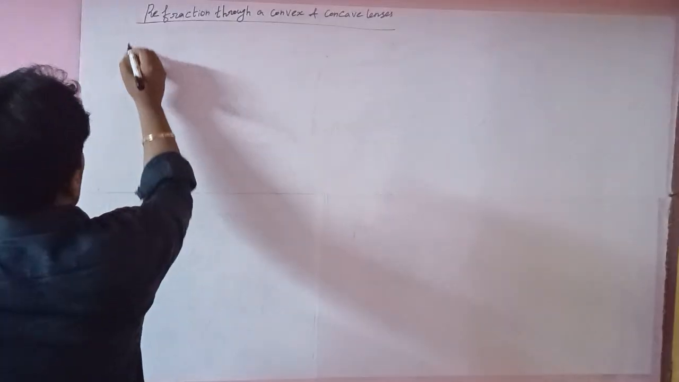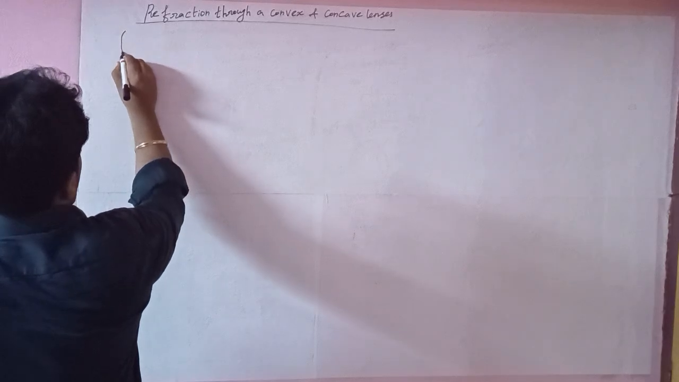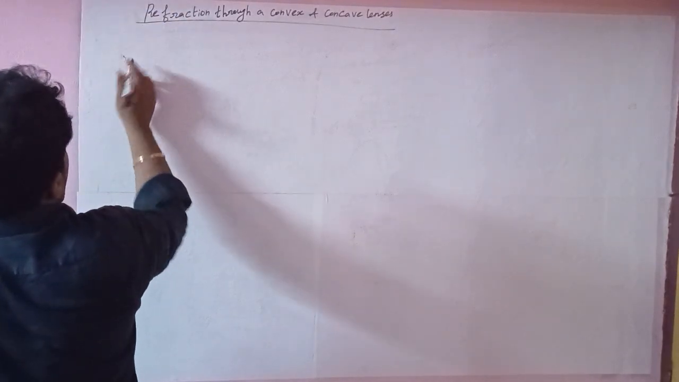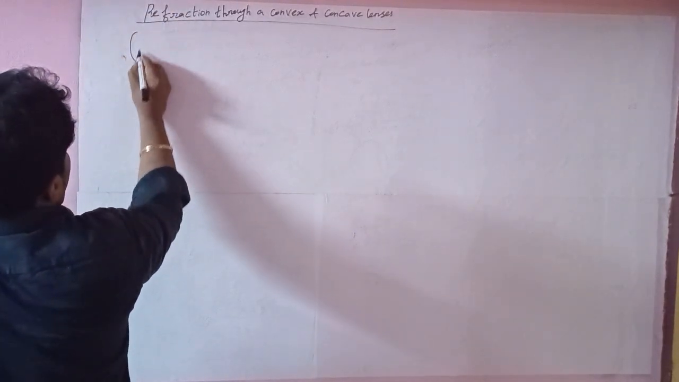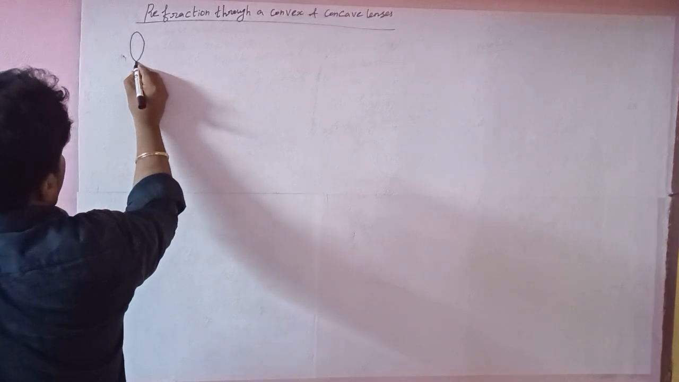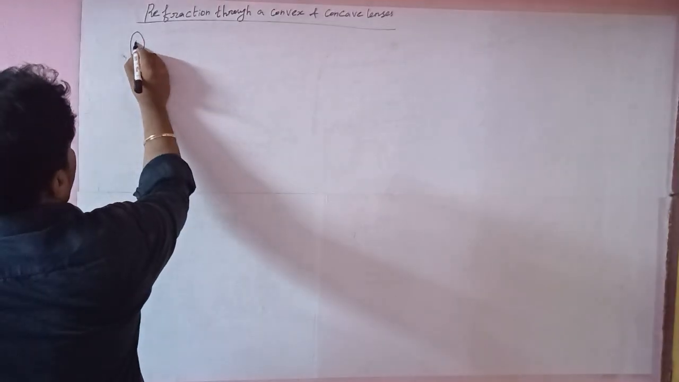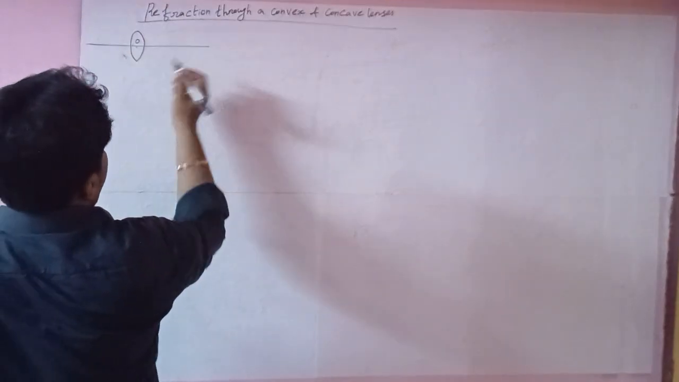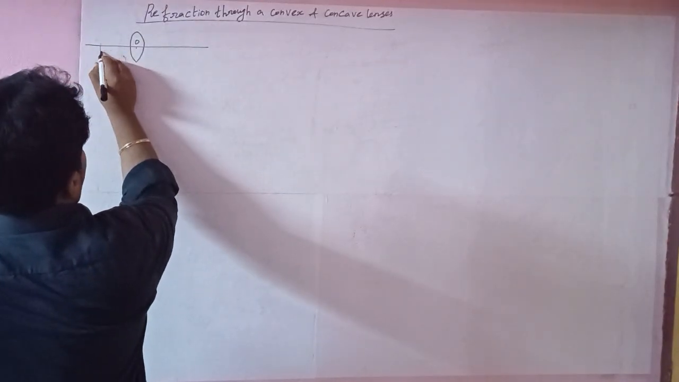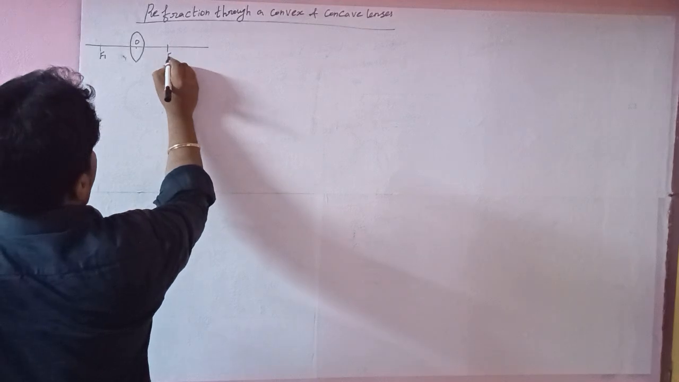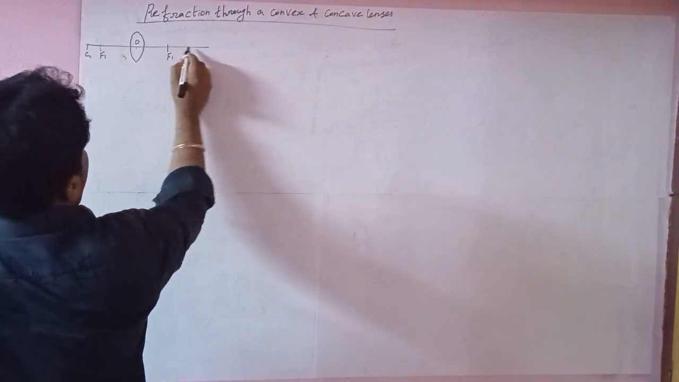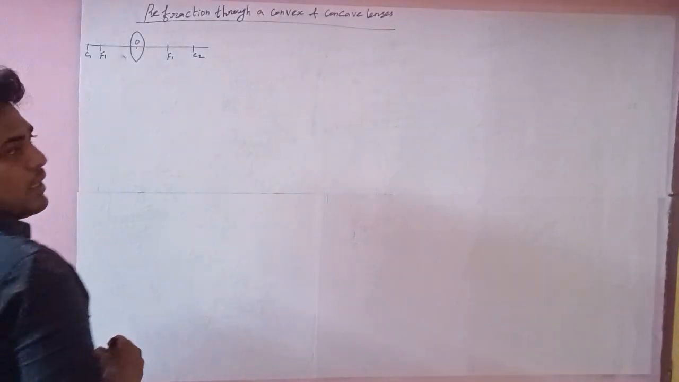So first I will draw the diagram. What is the shape of the lens? This is a convex lens because the two surfaces are bulged out. O is the optic center. This is the principal axis. F1 is the object and F2 is the image. C1 and C2 are the centers of curvature.